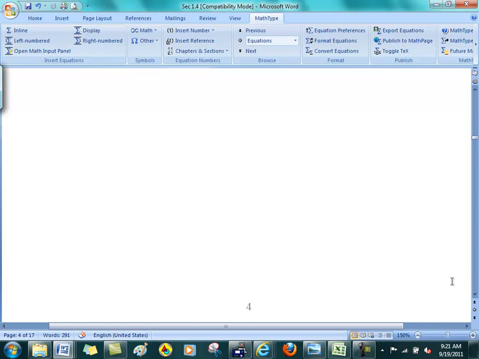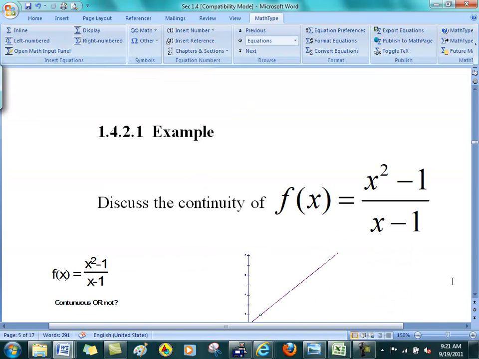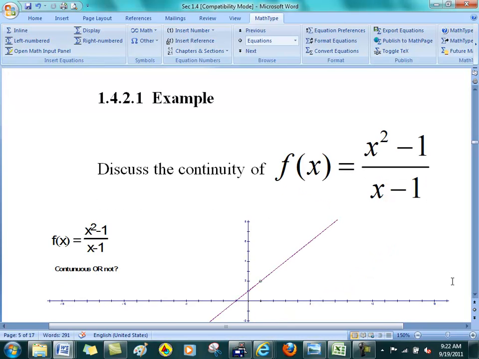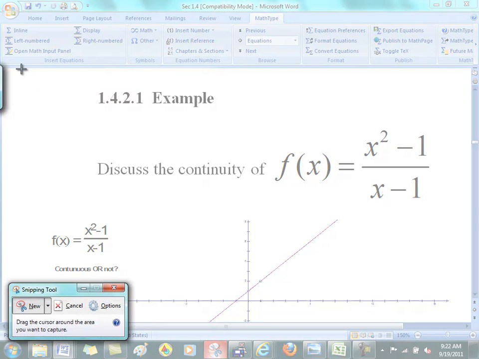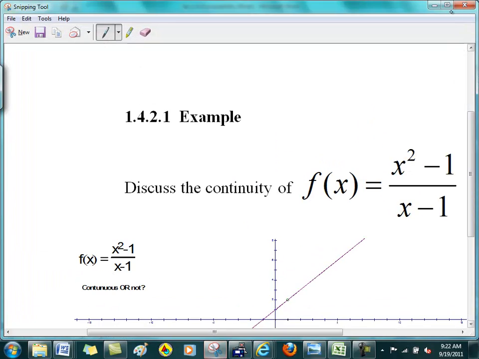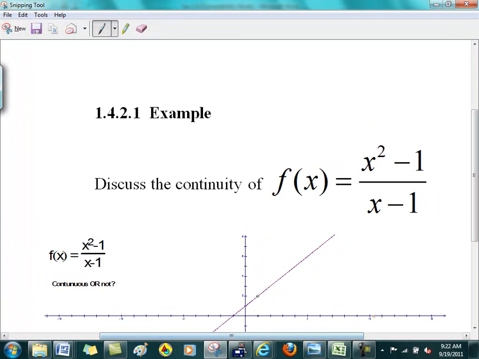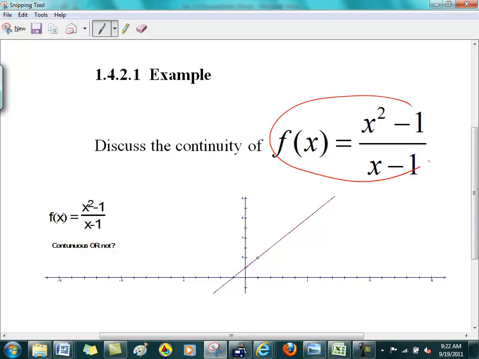So taking a look at example, and this is the same example as 1.1b on page 71. So it says discuss the continuity. So in other words, what it's saying is, is this function continuous? If it is not continuous, does it have a removable discontinuity? In other words, can you remove the discontinuity? Okay. So let's take a look at what this is all about then. So first of all, see that this function turns out to be a straight line, but it's got a hole in it.